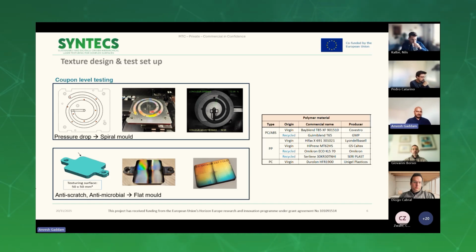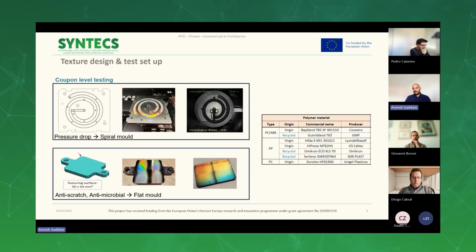And the second functionality is anti-scratch and antimicrobial. In order to test these functionalities, flat molds are selected as shown in the figure below, and different textures supplied by Stellantis, which are basically the replica of chemical etching, have been manufactured by laser surface texturing, and they are replicated onto the polymer molds. And different polymers are selected for this purpose, as shown in this particular table on the right side. Those are polycarbonate ABS blends, polypropylene, and polycarbonate again, with both virgin and recycled polymers.